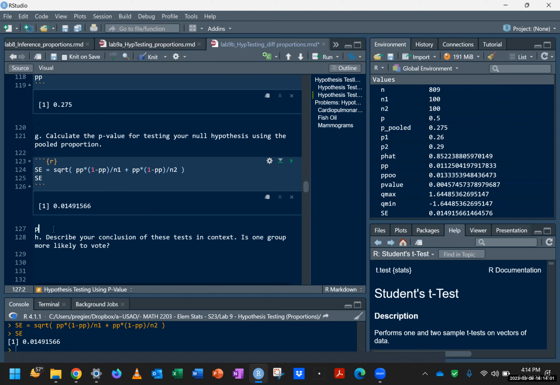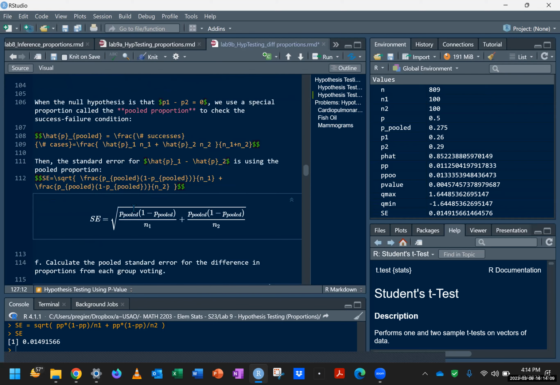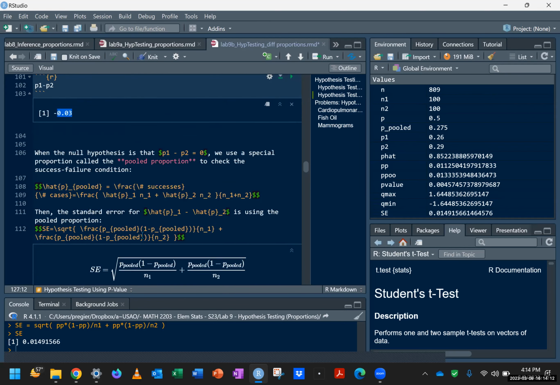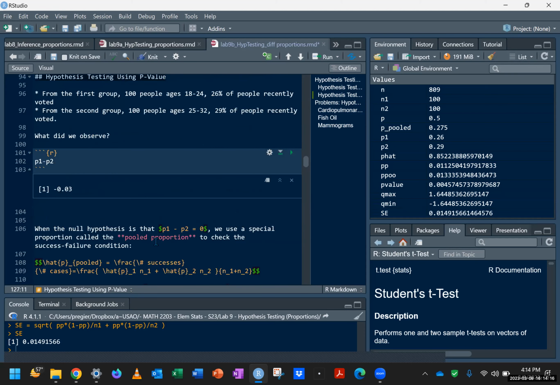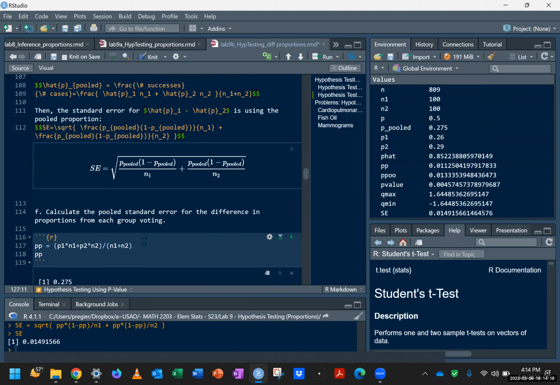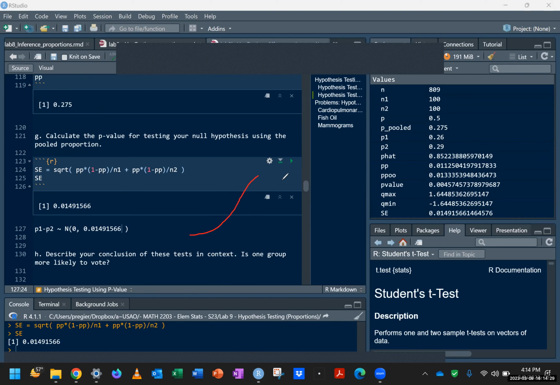Our P1 minus P2 is distributed normally. This is what our central limit theorem tells us. It's distributed normally with mean 0. We say there's no difference. The null hypothesis said there was no difference. So we're going to say the mean is 0 and our standard error is this. So now it's time to draw our picture. Here's our picture. We got our distribution.